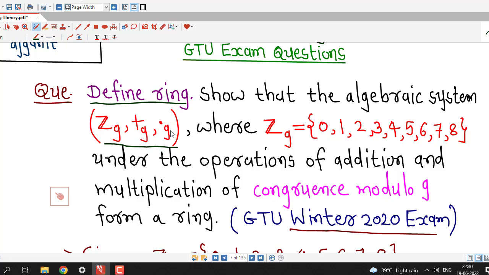9 and multiplication modulo 9, where Z9 is the set of equivalence classes generated by integers 0, 1, 2, 3 up to 8. So we have to show that Z9 is a ring under these two operations of addition and multiplication of congruence modulo 9.